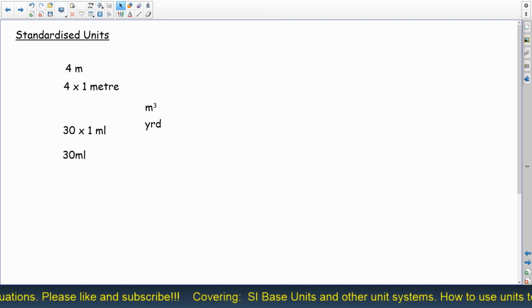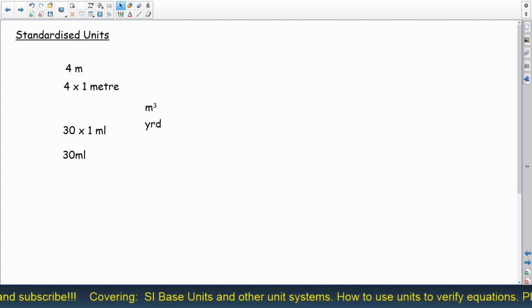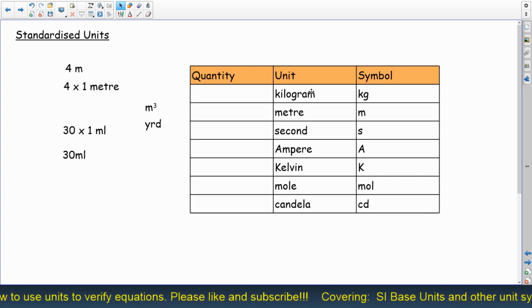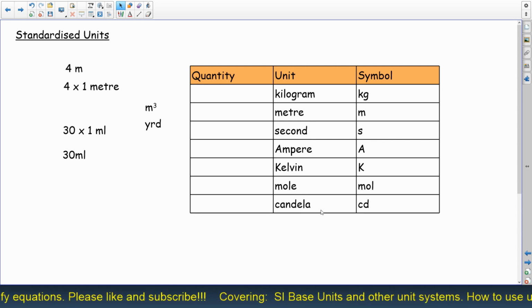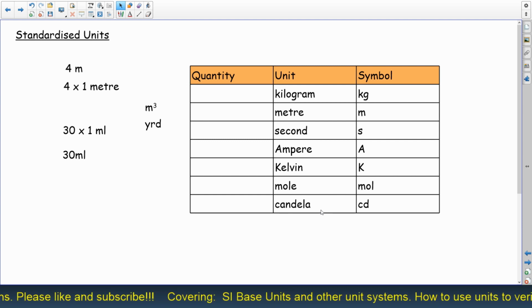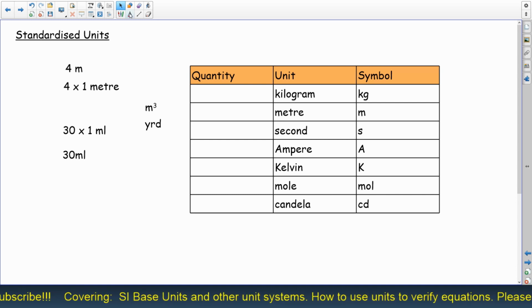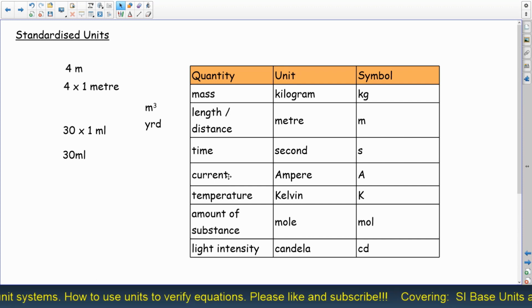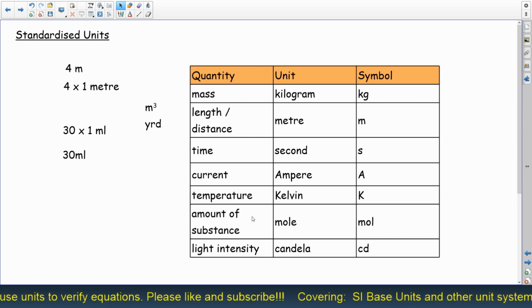Okay, but there are a set number of very special units. And there are 7 very special units. And they are the kilogram, the meter, the second, the ampere, the kelvin, the mole, and the candela. These are extremely special units because these are called base units. They describe certain quantities that are special. They describe mass, length or distance, time, current, temperature, amount of substance, that's number of particles, and light intensity.